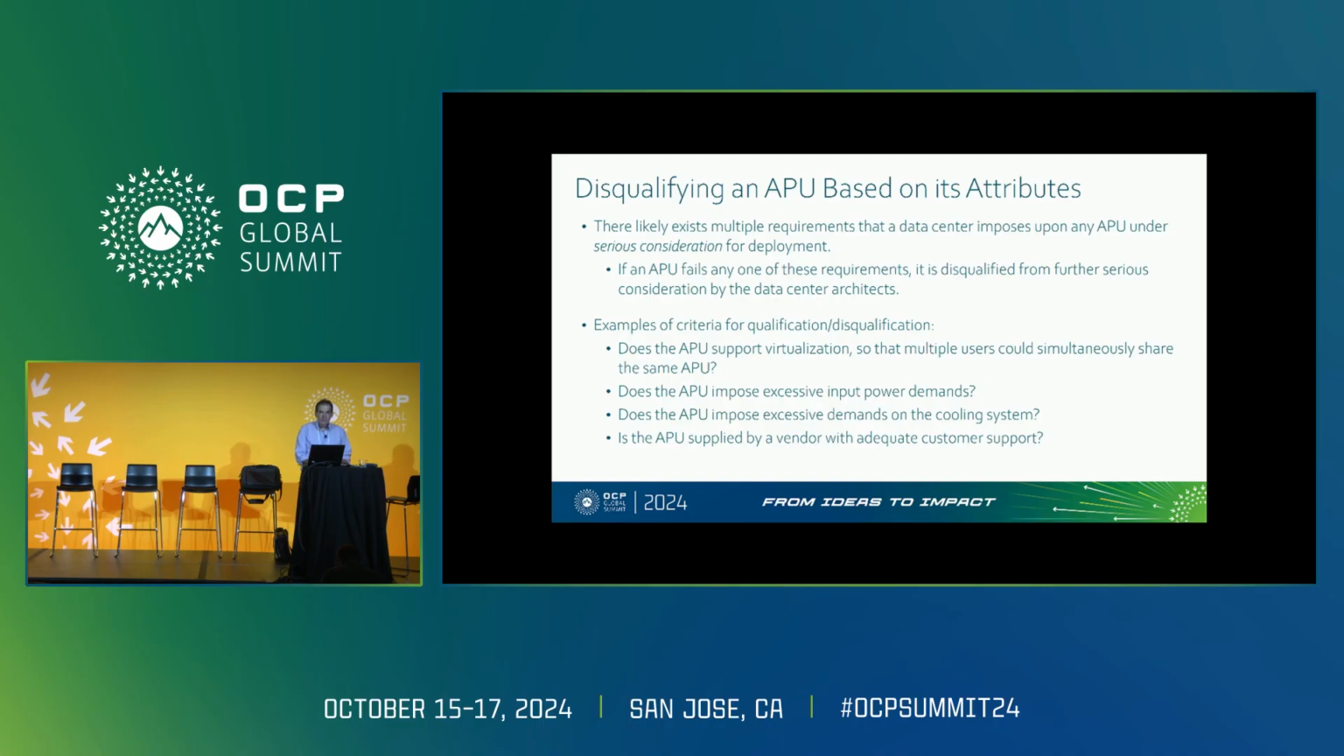There likely exist multiple requirements that a data center imposes upon any APU under serious consideration for deployment. If an APU fails any one of these requirements, it is disqualified from further serious consideration by the data center architects. This slide provides examples of qualification versus disqualification criteria, and these will vary by data center policies.